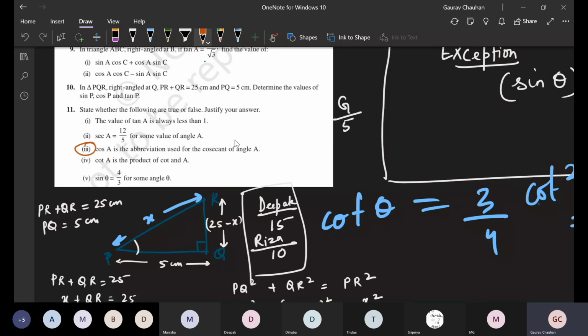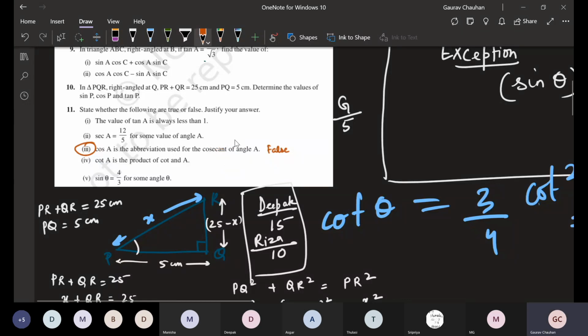Okay, third question. What do you guys think? Third question. Cos A is the abbreviation for cosecant of angle A. Is that true or false? Asghar? So it's false, sir. The abbreviation of cosine. Cosine. It's the abbreviation of cosine, not cosecant. Okay, cosecant abbreviation is cosec. Okay, we good with this?